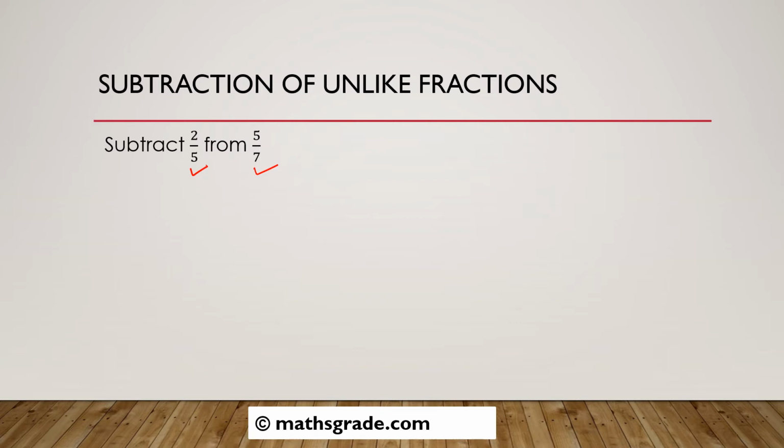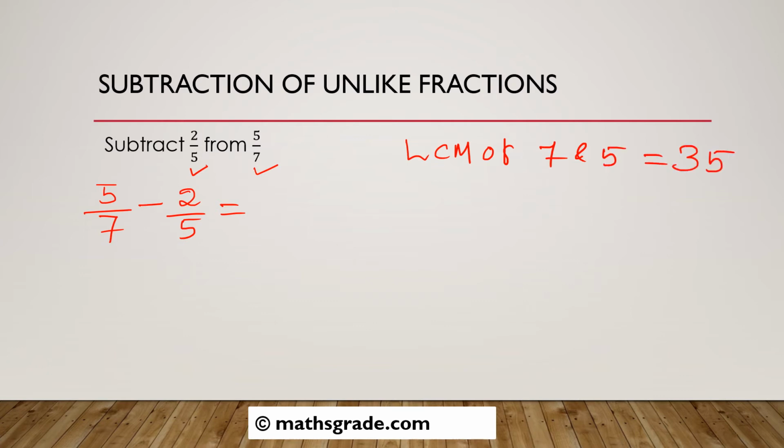Now we have to subtract 2 divided by 5 from 5 divided by 7. That is 5 divided by 7 minus 2 divided by 5. We first find the LCM of 7 and 5. The LCM of 7 and 5 is 35, because both are prime numbers, and when we find the LCM of prime numbers, we just multiply them. 7 multiplied by 5 is 35, so the LCM of 7 and 5 is 35.